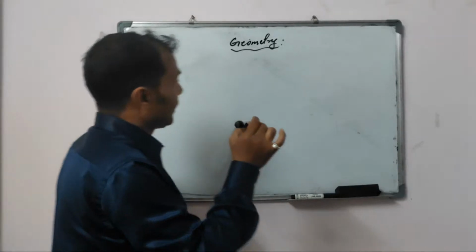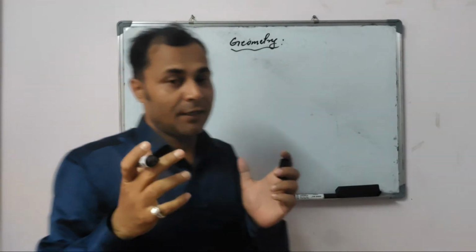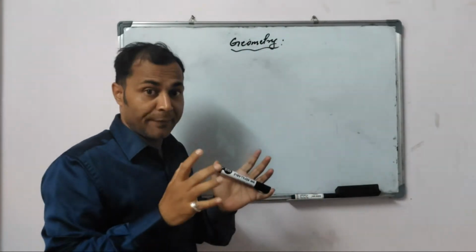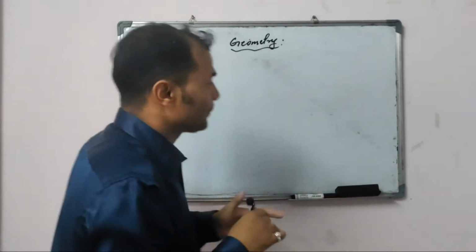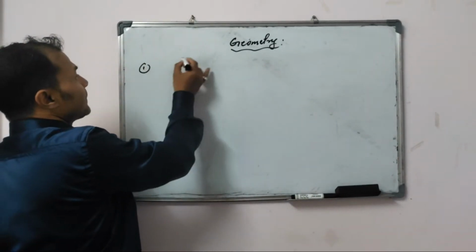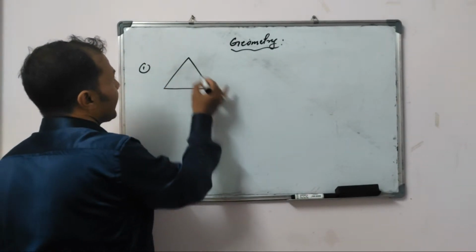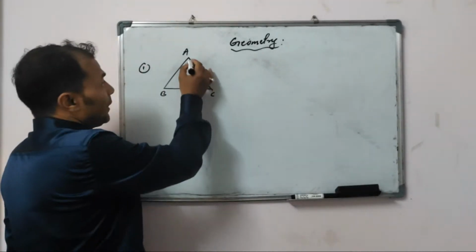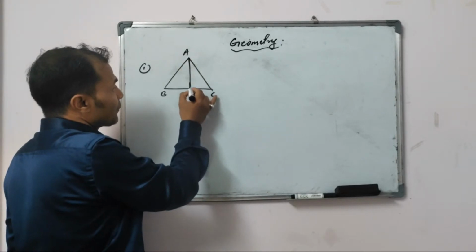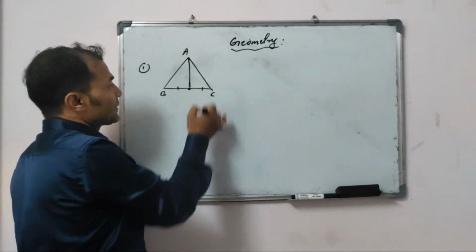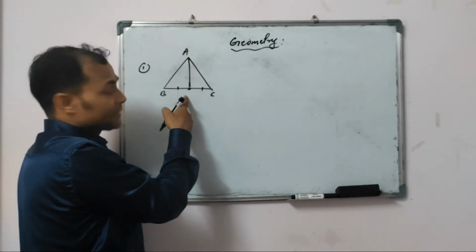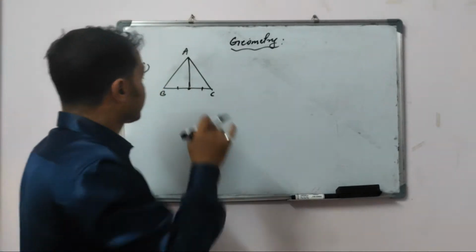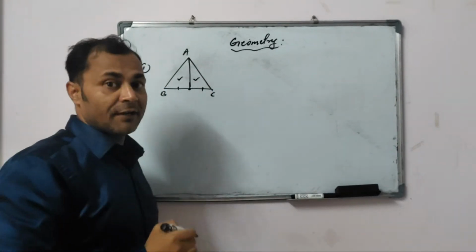The very first thing, let's summarize the basic requirements for solving these problems. The first thing you should know is, for any triangle, let's say this is ABC, a triangle, you should know the property of median. If you draw the median over here, median means the line joining the vertex and the midpoint of the opposite side, this median will bisect the triangle. Means area of this part will be equal to the area of the other part.